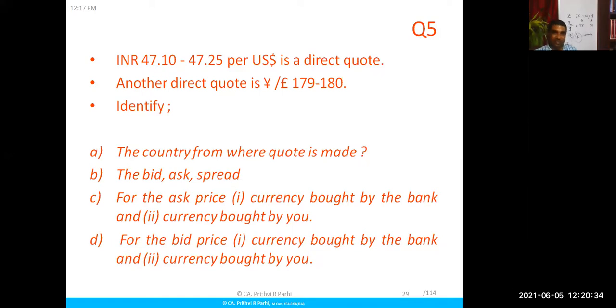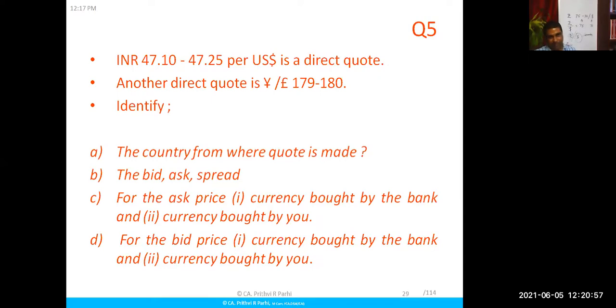Then what are bid, ask and spread? Sir, 47.10 and 179 are the bid. 47.25 and 180 are the ask, and the difference between the two is the spread. Yes, 0.15 and 1. That's the difference, no? Yes. So 0.15 and 1 is the spread.